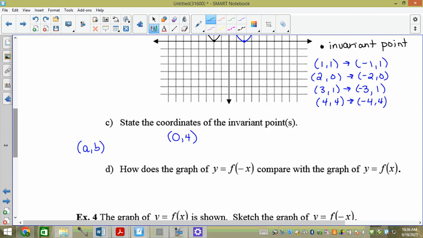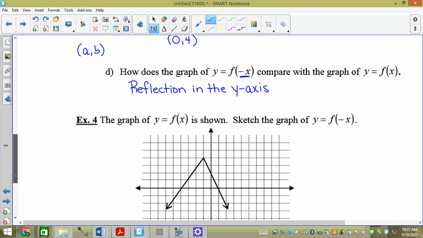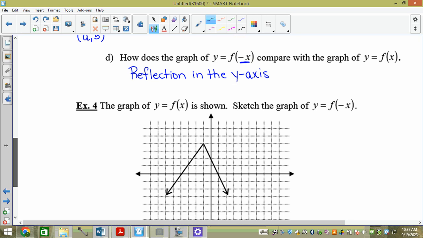Here it says, how does the graph of y equals f of negative x compare to f of x? What happens when I multiply x by negative 1? It reflects on the line x equals 0, the y-axis. So we say reflection in the y-axis. Make sure you write reflection in the y-axis. It has to be written in a proper way. It has to be written like that. Okay, you guys do this one quickly. Reflected in the y-axis.